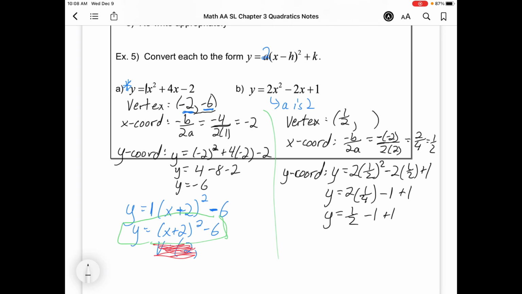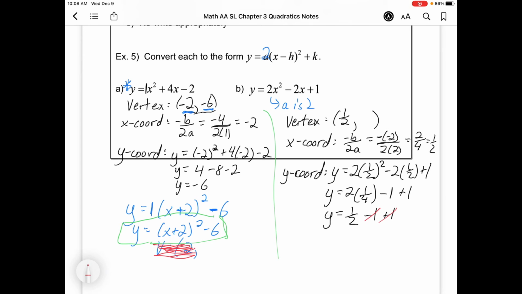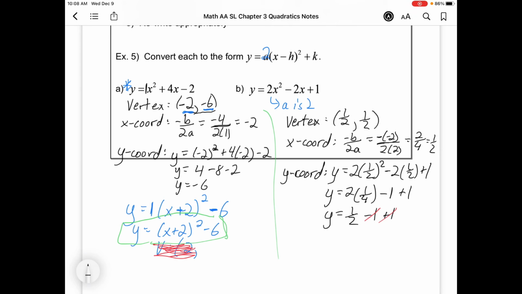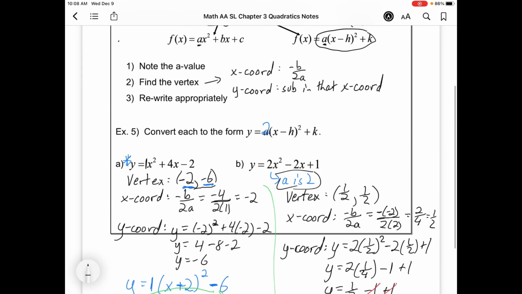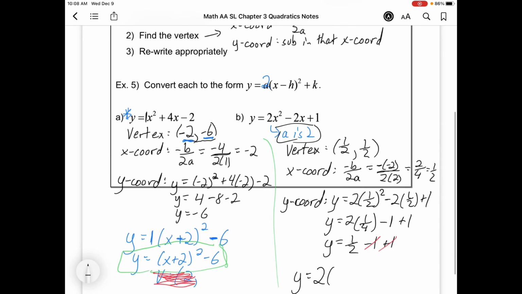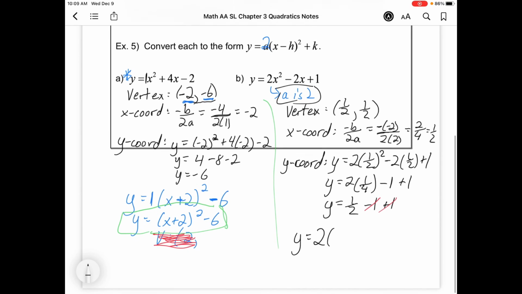Now think about this. Do we really need to go to a common denominator? I don't think so. -1 plus 1, they're gone. Y is a half. That is the y-coordinate of our vertex. So if I put this in vertex form, what I'm going to get is this equation. Y equals, I still need that leading coefficient of 2 because I noted it to begin with. Check out the steps. Note the a value. Yep. Find the vertex. Done. Rewrite appropriately. We're working on it.